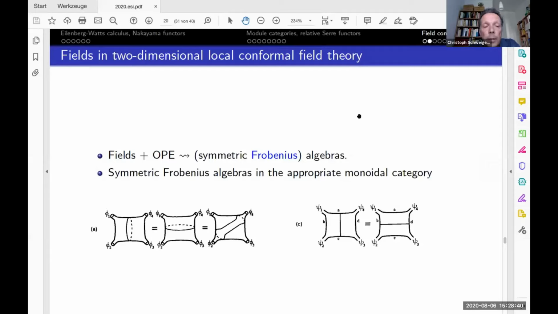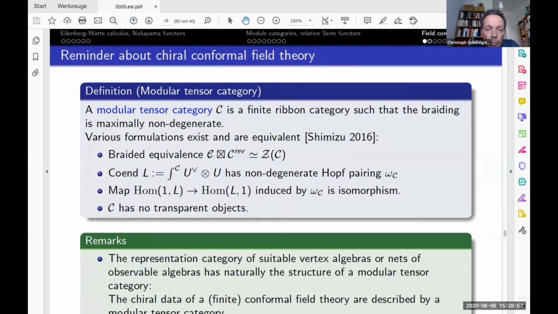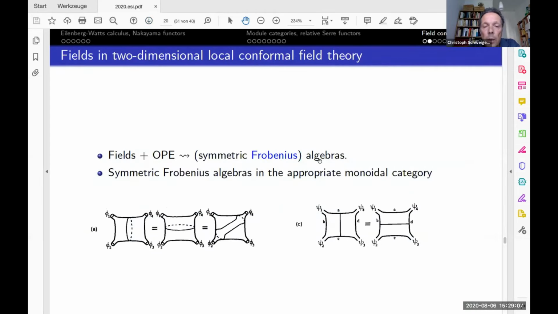Well, fields in a two-dimensional conformal field theory should transform in representations of the chiral algebra, so they should correspond to an object in our category, and in the case of bulk fields they should be obtained by combining left movers and right movers. So they will ultimately be objects in the Drinfeld center, and they have OPEs. The OPE gives them an algebra structure, and even a bit more, a Frobenius algebra structure.